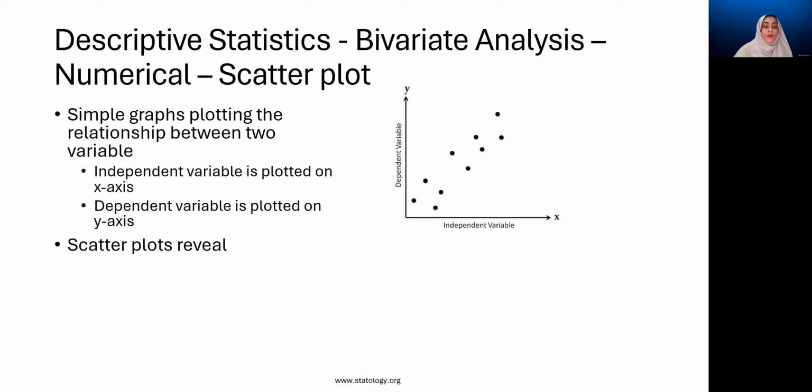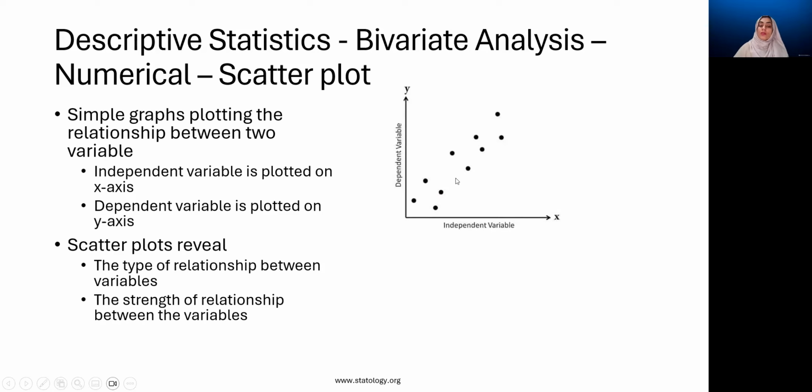Scatter plots reveal quite a few things. First of all, the type of relationship between the variables. So here you can see that there is an increasing or a positive relationship between the variables in this plot. If the value of x is increasing, then the value of y is also increasing along with it. And this is revealed by a trend that you see by the dots that have been plotted on the scatter plot. It also shows the strength of the relationship between the variables.